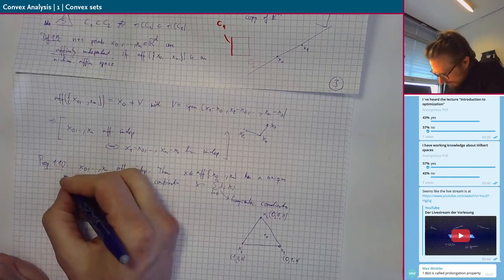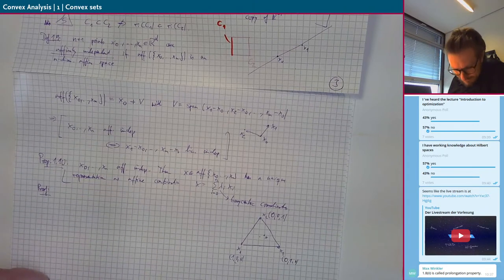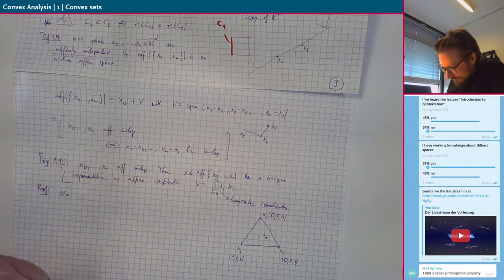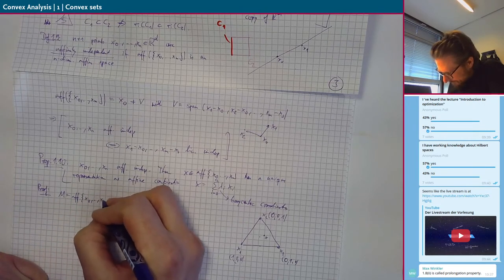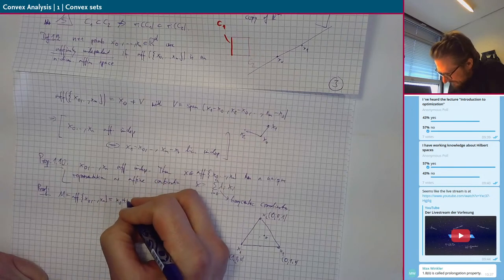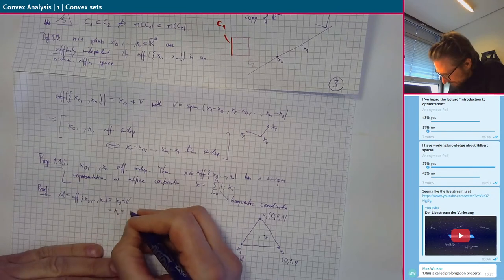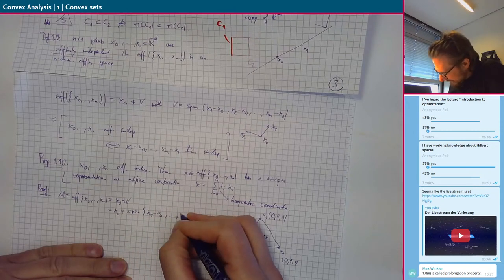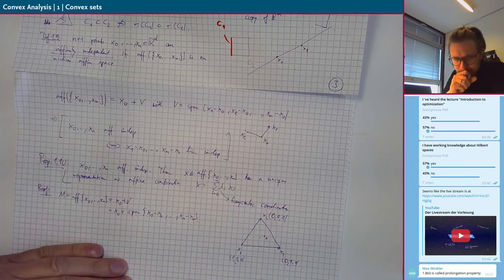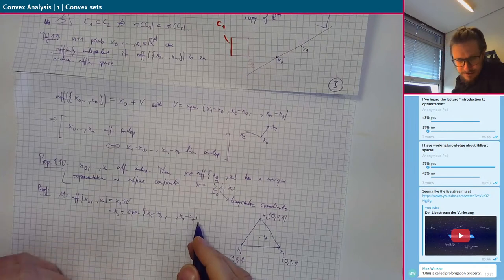Okay, let's prove that, and I think we basically proved it already, but just write it down as a proof here for convenience. We write down M, so we call M the affine hull of these points, and write it as x0 plus V, as we did it here. And this V should be the span of x1 minus x0 until xn minus x0. So these points are affinely independent, these vectors are linearly independent.